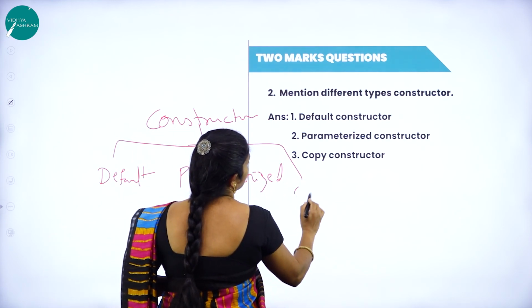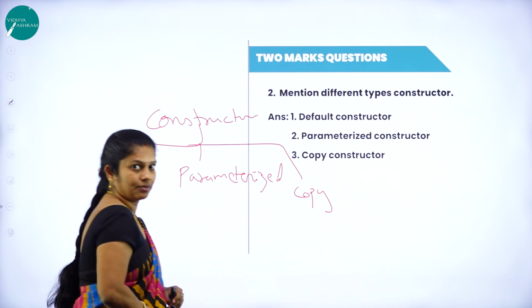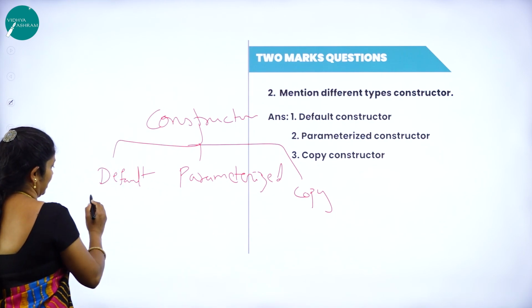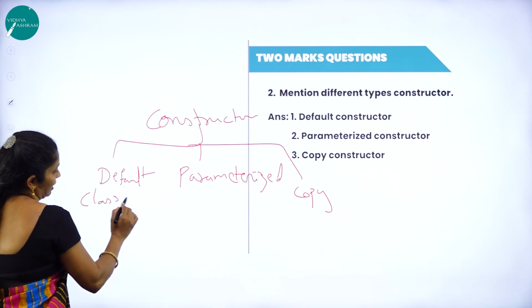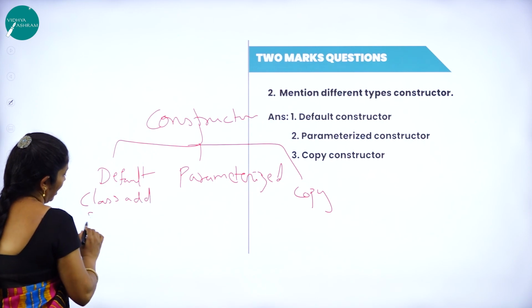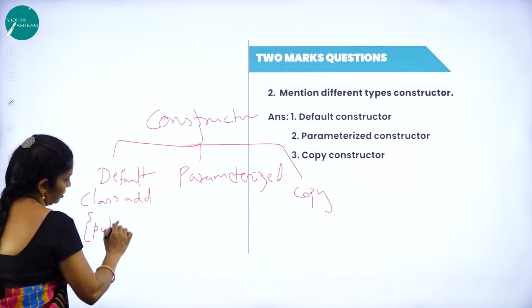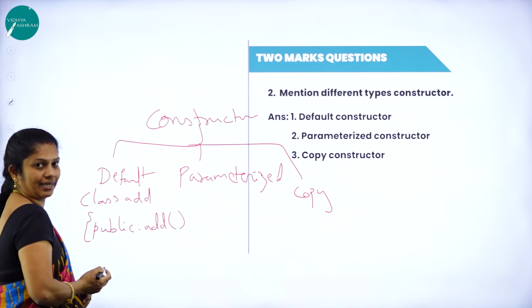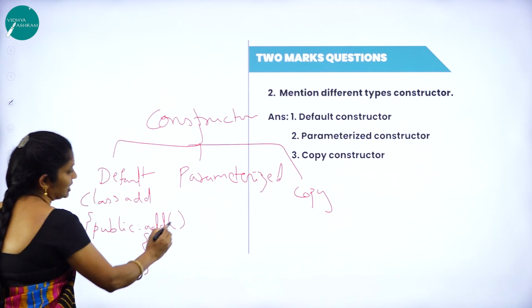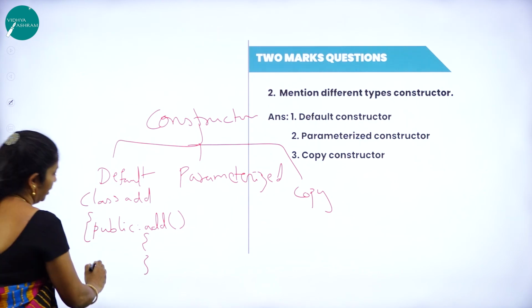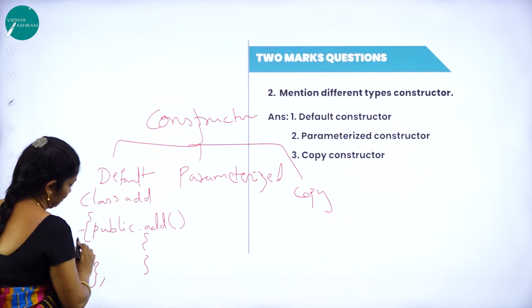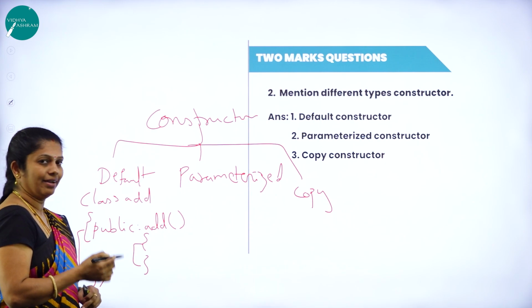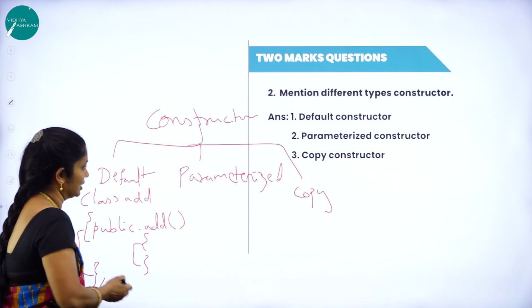And the last one is copy constructor. In a default constructor, for example, class add, in the public section we are taking add only. If it is an empty bracket, then it can be called a default constructor. Here, we are closing the class. It means that if you have an empty bracket, then it can be called a default constructor.